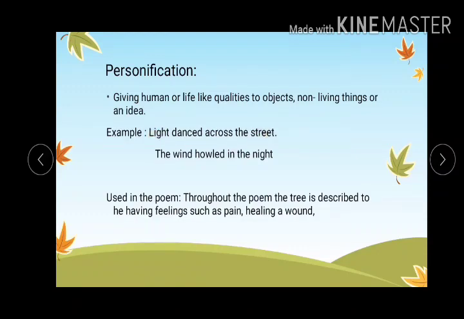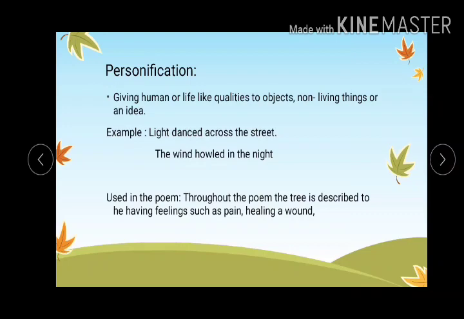Now here what is personified? Here the light is personified. And what quality is given to the light? Yes, the quality that it dances is given to the light. But we all know that in actual life a light can never dance. But just to increase or enhance the beauty of this sentence, it is said that light danced across the street. That means that there was a lot of light on the street.